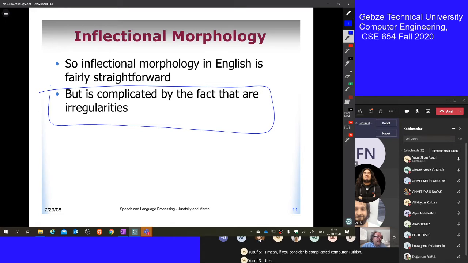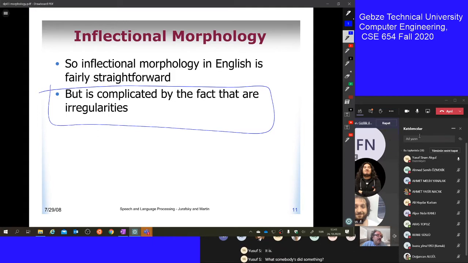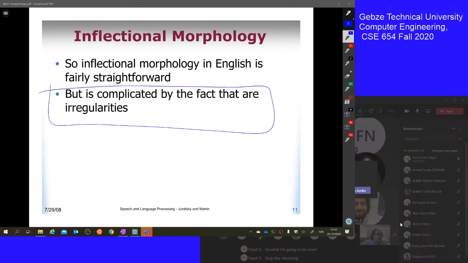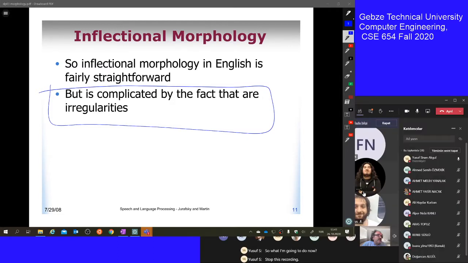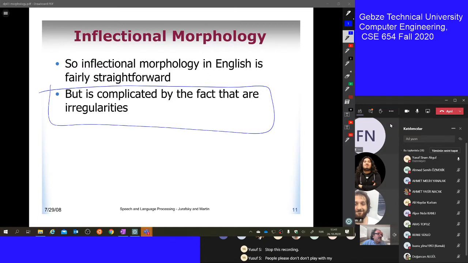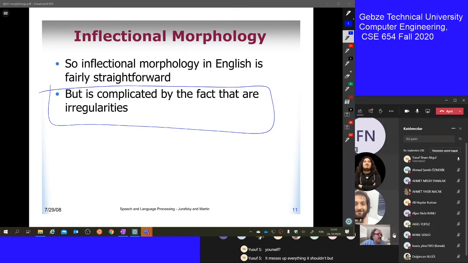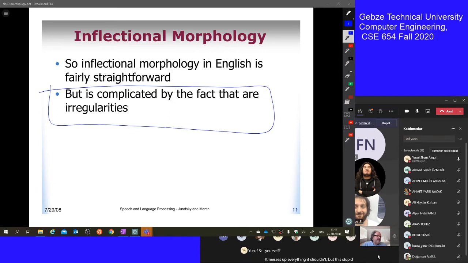What? Somebody did something. Come on. Somebody stopped my recording and they started their own. That messes up everything. Don't do that, guys. So what am I gonna do now? Stop this recording. People, please don't play with my recording button, okay? If you stop recording or start recording yourself, it messes up everything. It shouldn't, but the stupid Microsoft interface. Okay, I hope this fixes it. Anyway, I am recording it locally.